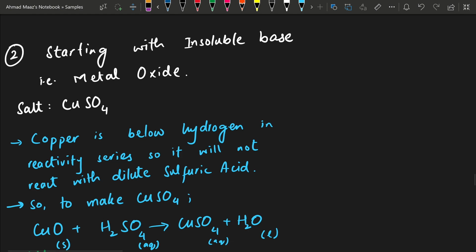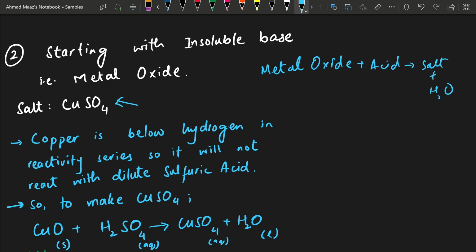Alright, so the next method that we're going to study is how metal oxide can react with acids to form salt and water. So the salt that we want to prepare in this example is copper sulfate. Now this is a little different than the method that we have studied earlier. Copper cannot be directly added to sulfuric acid to form copper sulfate and water.